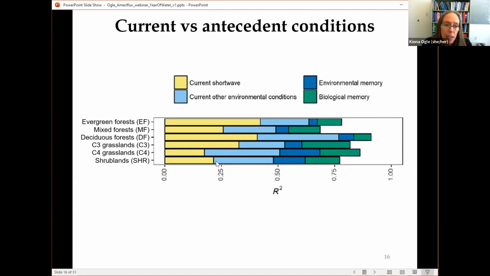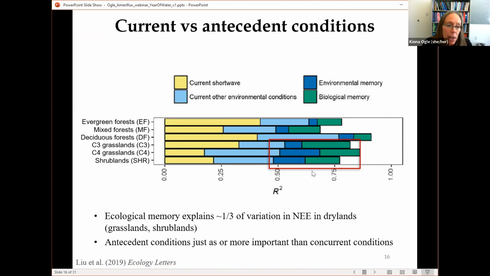The R squared basically tells you how well the model fit with, let's say, only concurrent values incorporated. That's the yellow and light blue. And then once we add the antecedent values, we improve the R squared according to the dark blue and the dark green. And so the takeaway here is that this ecological memory, or the role of antecedent conditions, explains an additional 1/3 of the variation in NEE in drylands, especially grasslands and shrublands. And in these systems, antecedent conditions are just as important or even potentially more important than concurrent conditions in terms of moisture indices.